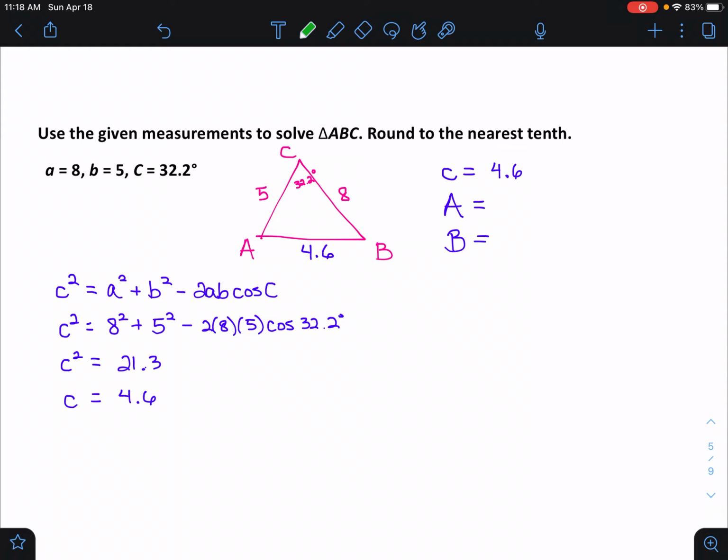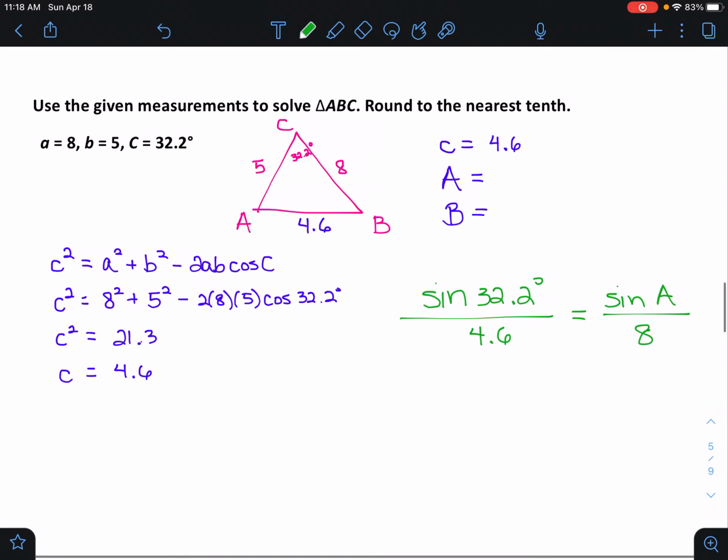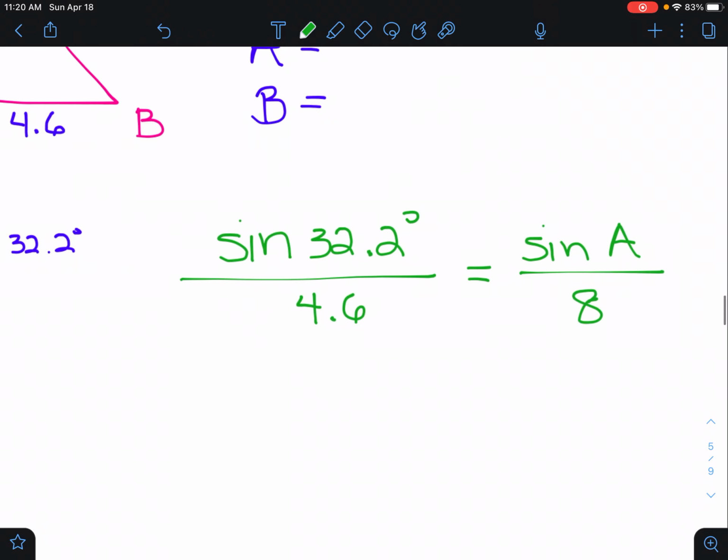So I'm going to say sine of 32.2 degrees. That's angle C, so over side C. And now I'm going to find angle A. So I'm going to say sine of angle A over side A, which is 8. Now remember, here we cross multiply. So on this side, I'm going to have 8 times sine of 32.2 degrees is equal to 4.6 times sine of angle A.